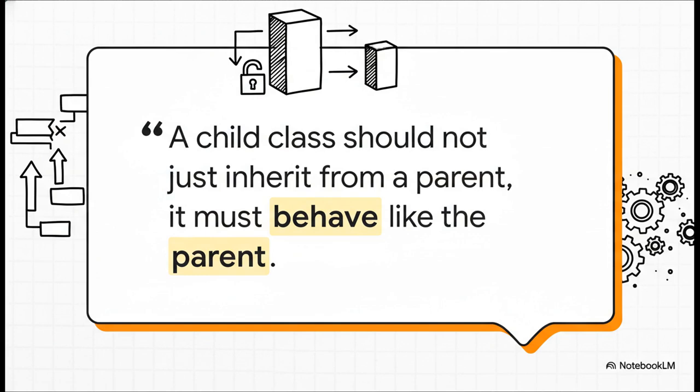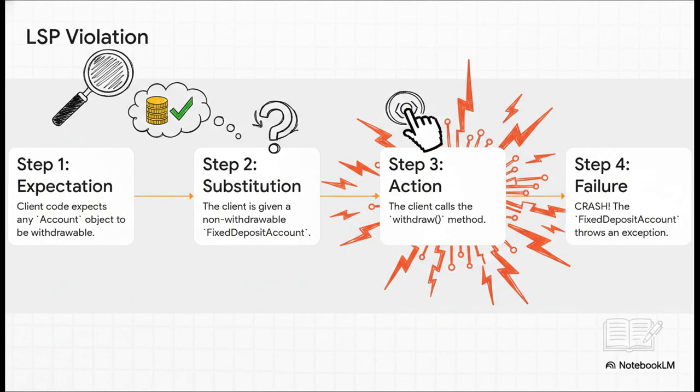And here's the real key insight. Inheritance isn't just about sharing code, it's about sharing behavior. A child class has to honor the contract, the set of expectations that was established by its parent. If it breaks that contract, you don't really have a true parent-child relationship, and, well, your application is probably about to break. This slide shows a classic violation perfectly.